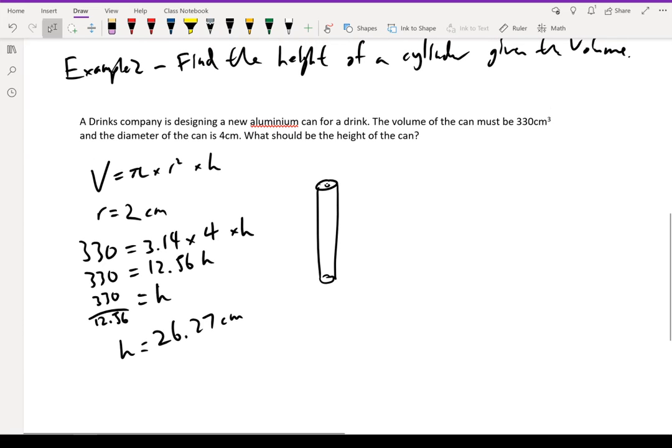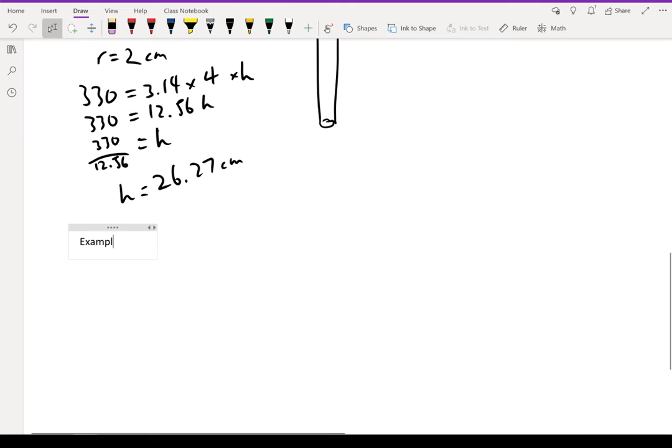So now the last type of example that we're going to do is finding the radius. Okay, so we have example 2, now we have example 3. Let me just type it. Example 3 will be finding the radius of the cylinder once we're given the volume and also the height.